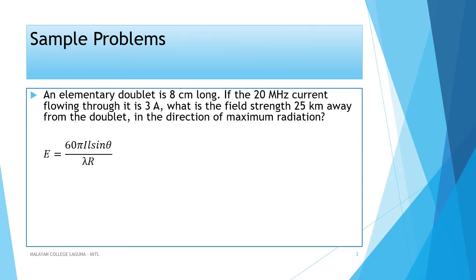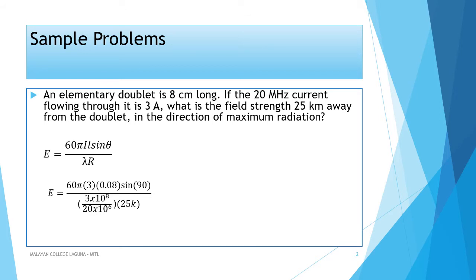So to get the direction of maximum radiation, sine theta must have its maximum possible value. So in order for sine theta to have the maximum possible value, theta should be equal to 90 degrees, so that sine theta would be equal to 1. Anything other than 90 degrees would produce a value less than 1. So now we plug everything in this given to our formula.